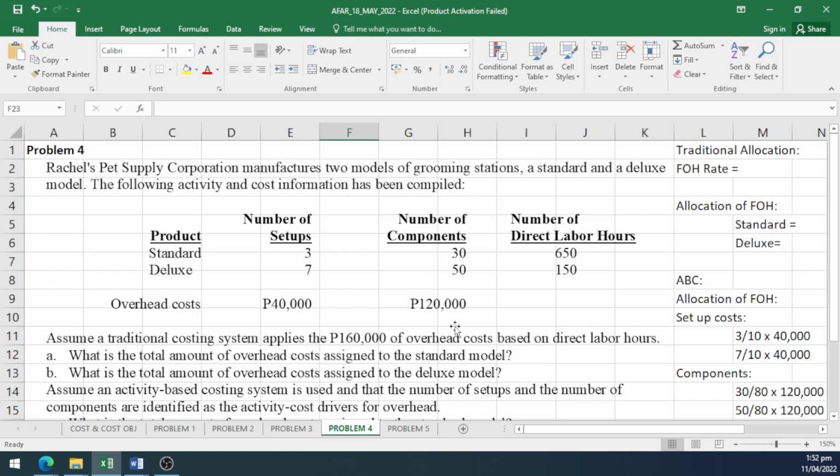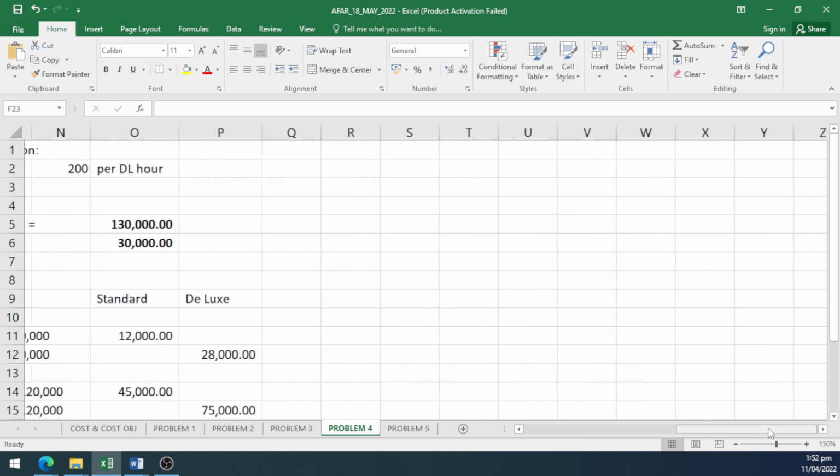The total number of DLRs are 650 and 150. What is the amount of overhead cost assigned to the standard model and to the deluxe model?